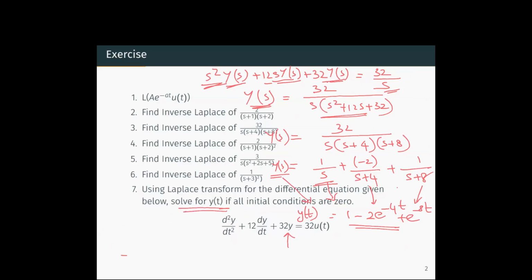So here it was in the time domain. We had converted it to the frequency domain. And then finally in this step we have converted it back into the time domain. So the analysis in the frequency domain was easier compared to that in the time domain. So we are solving for y of t if all initial conditions are 0 for this differential equation. Thank you.